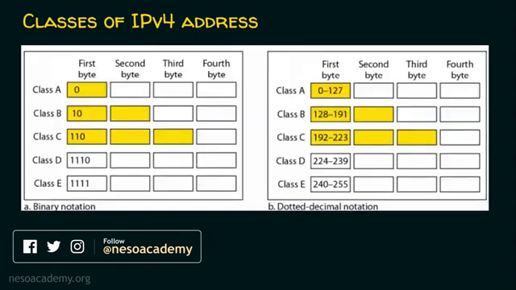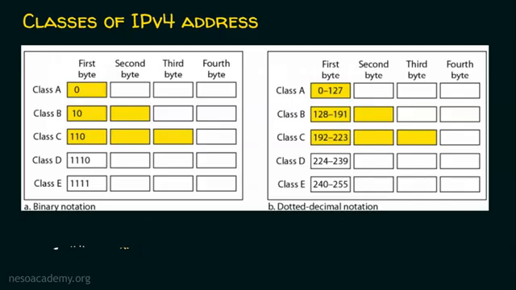Basically, we have 5 classes of IPv4 addresses: Class A, Class B, Class C, Class D and Class E. We know very well that IPv4 addresses can be represented in 2 ways. It can be represented either in binary notation or in dotted decimal notation. We know IPv4 addresses are 32 bits long.